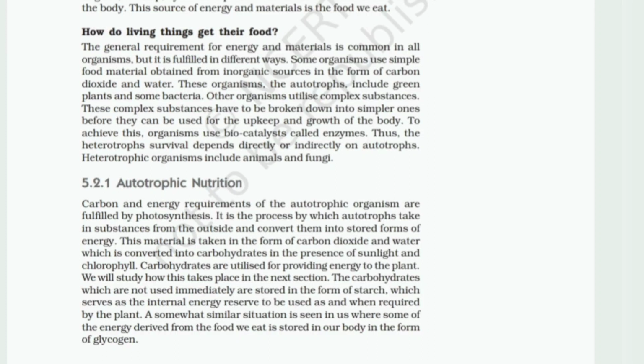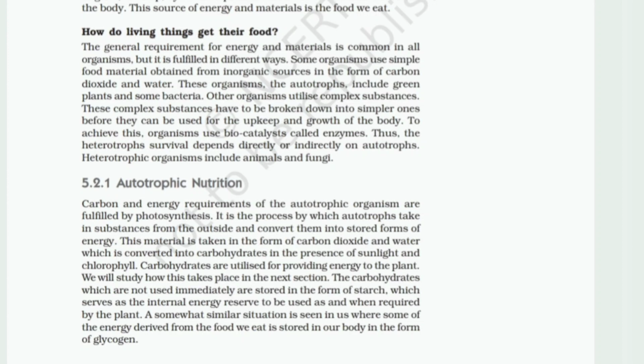Autotrophic nutrition. Carbon and energy requirements of the autotrophic organism are fulfilled by photosynthesis. It is the process by which autotrophs take in substances from the outside and convert them into stored forms of energy. This material is taken in the form of carbon dioxide and water, which is converted into carbohydrates in the presence of sunlight and chlorophyll. Carbohydrates are utilized for providing energy to the plant. We will study how this takes place in the next section.